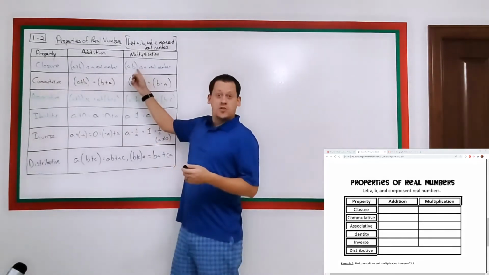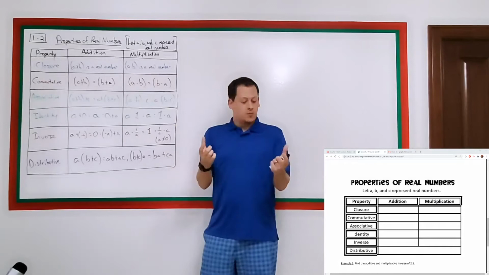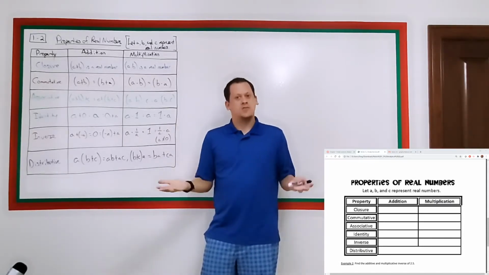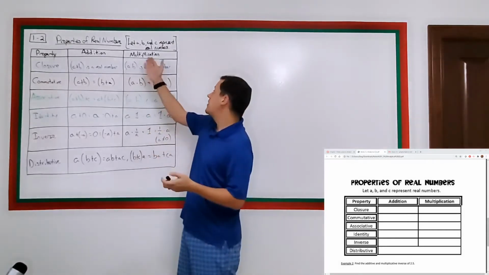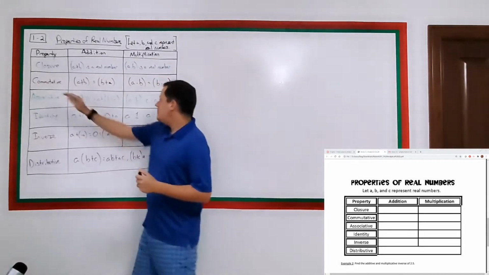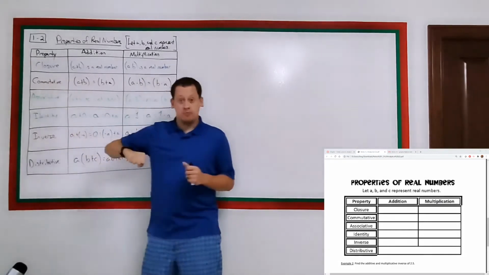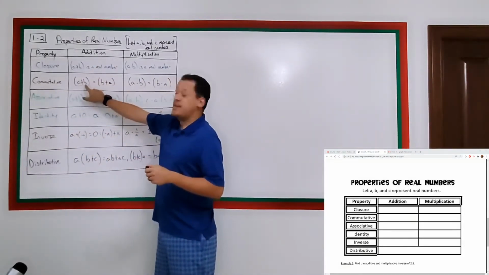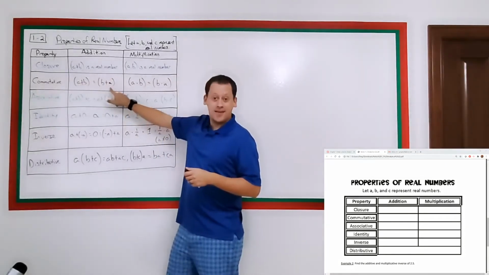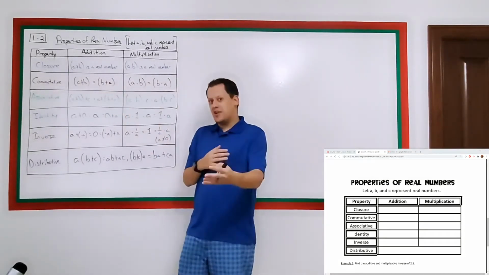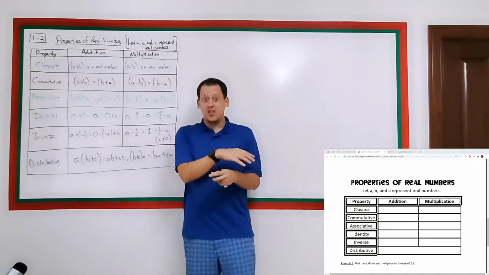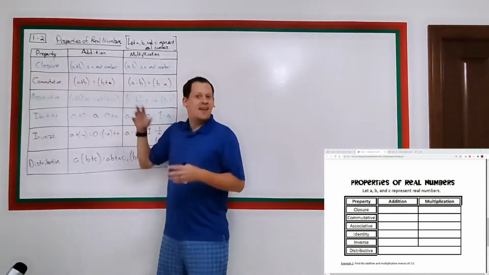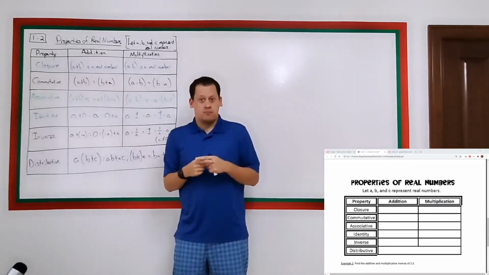Same thing works with multiplication. If you take two numbers and multiply them together, two real numbers, you get a real number as a result. That's the closure property of multiplication. Going down to the commutative property of addition, A plus B is the same thing as B plus A. So when we talked about the order of operations a few videos ago, we've already kind of talked about this. If all you have is addition, it doesn't matter what order you do it in.